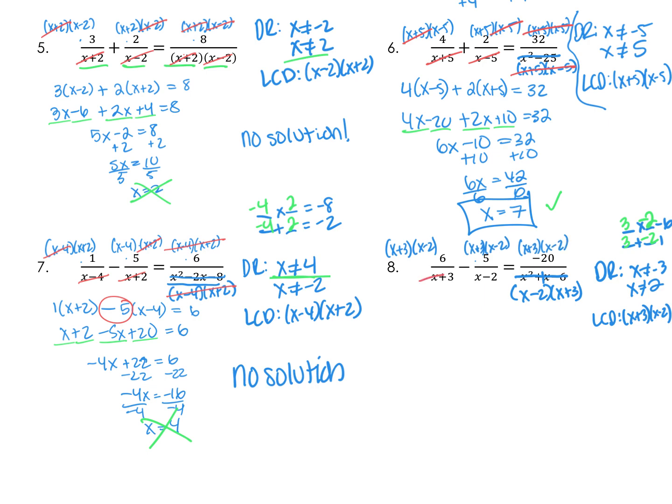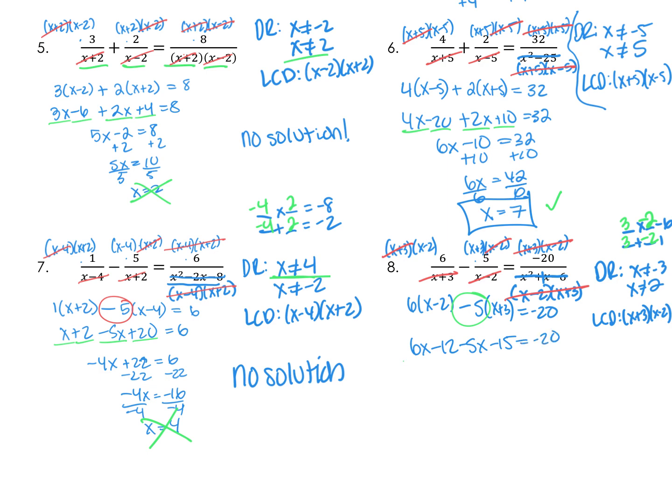Cancel out our denominators. Everything cancels on the right side. So over here we'll be left with a 6 times x minus 2. Here we'll be left with a 5 and an x plus 3. And over here just a -20. Go ahead and distribute. So we'll get 6x minus 12. Don't forget to take your negative with the 5. And you'll have -5x minus 15 equals -20.